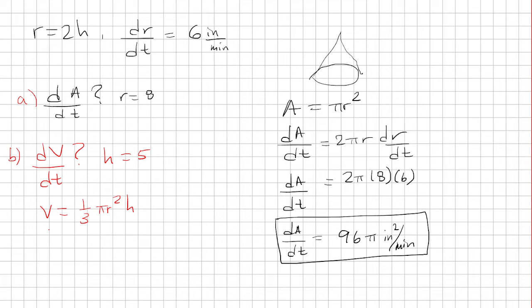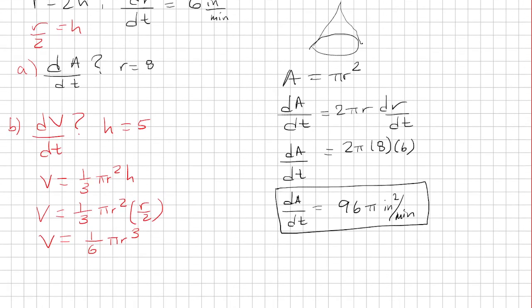But before we do that, we want to represent this all in terms of r, because when I take the derivative, I'm going to get dr over dt and dh over dt. But nowhere in this problem do I know what dh over dt is. So I'm just going to rewrite this in terms of r. We see here r is 2h, so that means h is r over 2. So plug that in for h. And so this is, let's see, 1/3 times a half is 1/6, and that's pi. R squared times r is r cubed. So now we found a formula for the volume in terms of r.